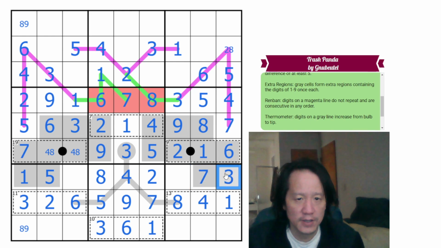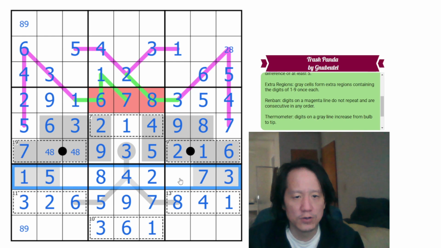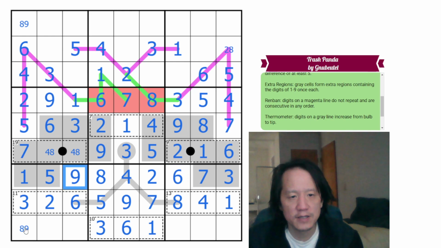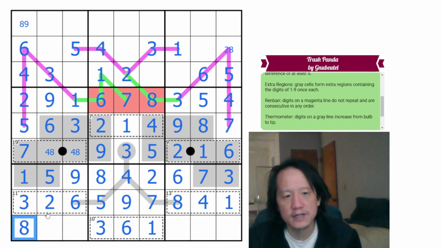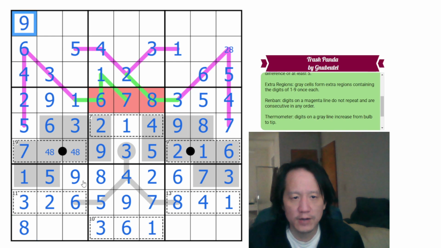That's a 7. In the rest of this row, we are missing 6 and 9, but this can't be 9, so this is 6, and this must be 9. Since this is 9, that eliminates that 9, so that must be an 8, which makes that a 9. And now we're just doing Sudoku.